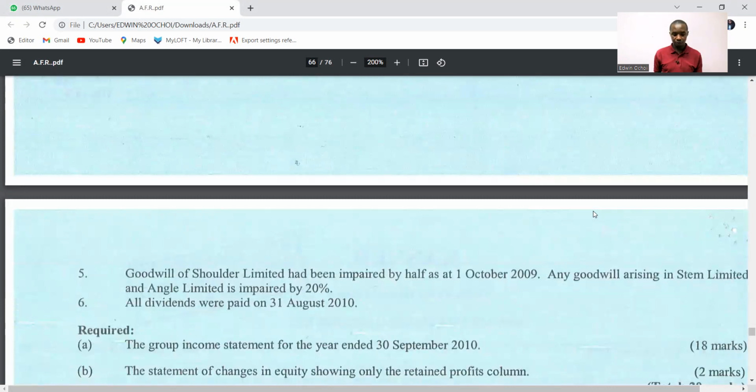Number 5, goodwill of Shoulder Limited had been impaired by half as at 1st October 2009. Any goodwill arising in STEM Limited and Anchor Limited is impaired by 20%. Number 6, all dividends were paid on 1st August 2010.